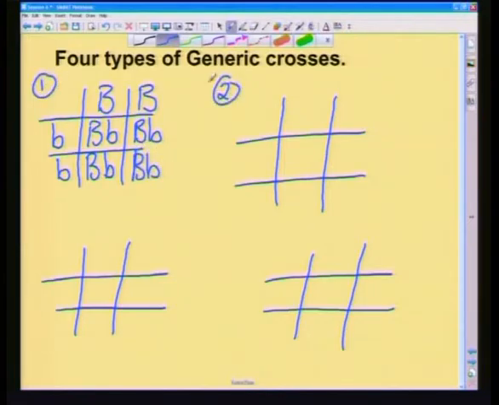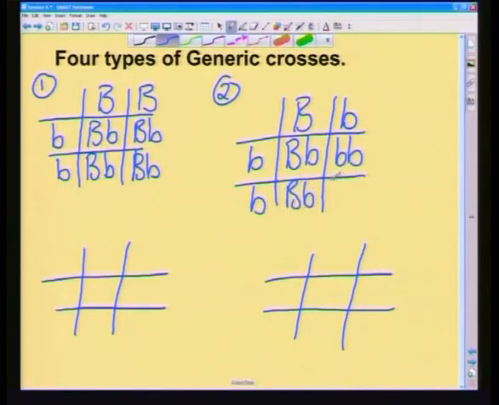Number 2, the second type of cross that you're going to get, is heterozygous versus homozygous recessive: capital B, small b, small b, small b, capital B, small b, and small b, small b. So here you had 100% heterozygous. Here you have 50% heterozygous and 50% homozygous recessive.